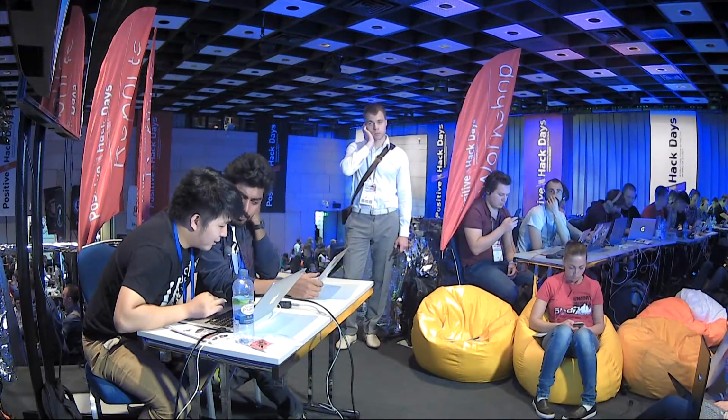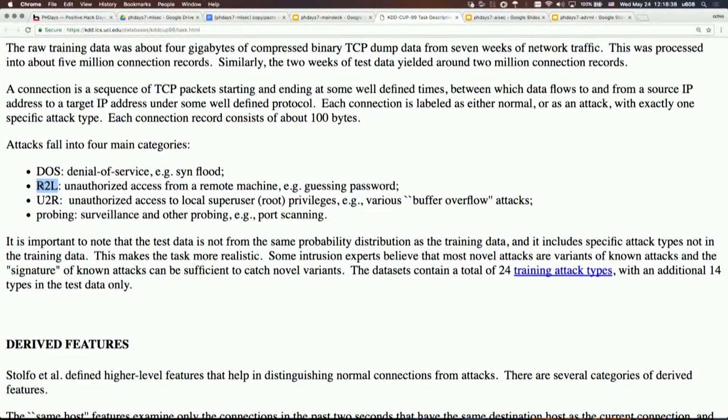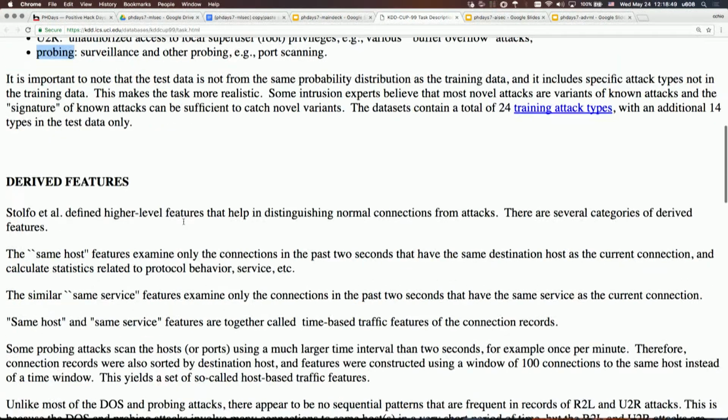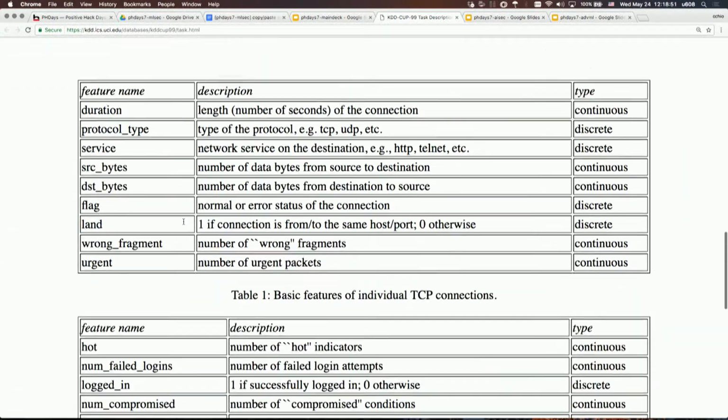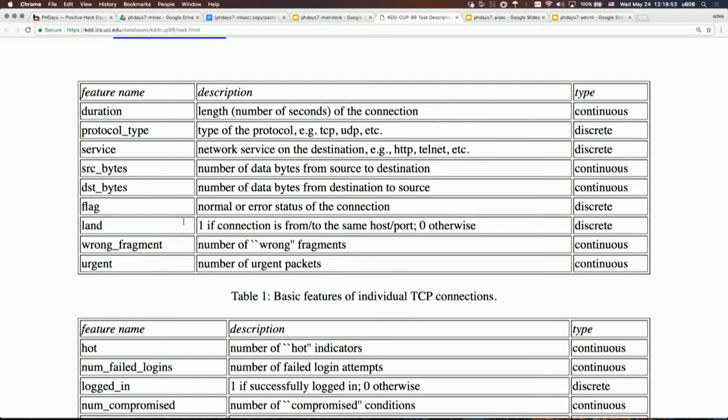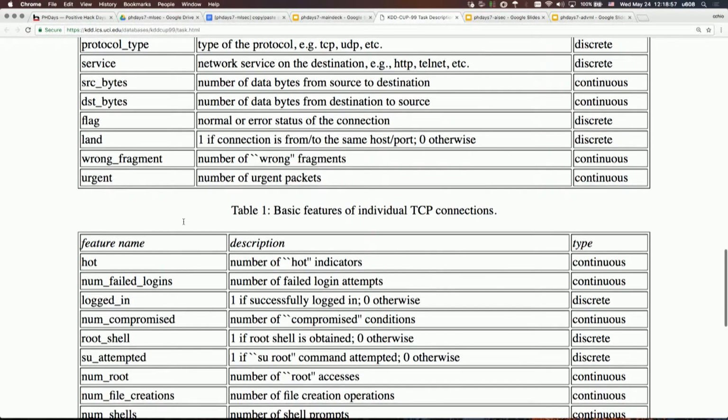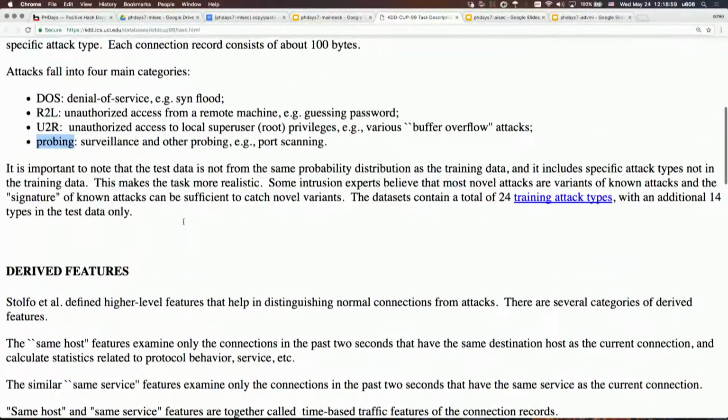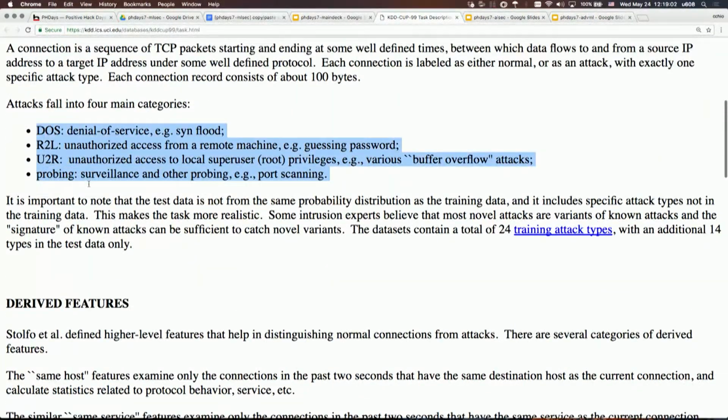It can be either denial of service, unauthorized access from a remote machine, remote to local (R2L), or U2R, which is user to root, or it can be some kind of probing or scanning activity. So based on some features that are already generated for us, we want to try to classify this traffic as one of these four classes. Actually, there are five classes, because these are just the attacks. There's also another class called benign, which means that this is not an attack packet.